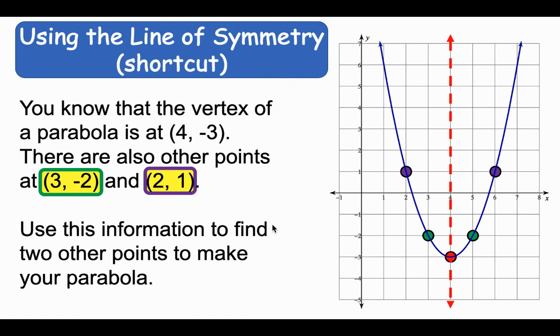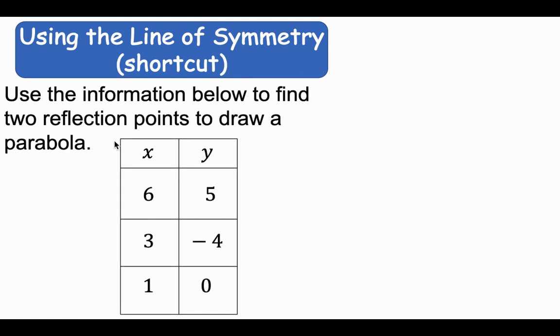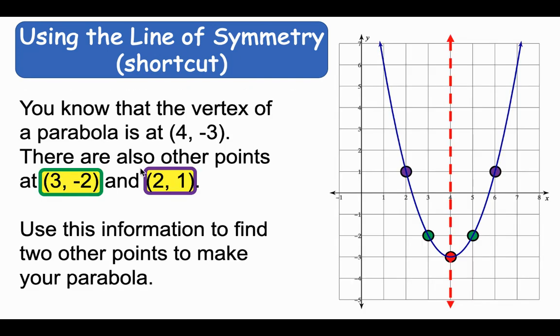Instead of making that whole big table, you could actually do this. Another way this might look on your homework: use the information below to find two reflection points. Oh, I forgot to tell you what those were called. Because these points were given to you, we reflect these. This is called a reflection. We reflect these over the line of symmetry. Okay, so that's called a reflection point. So this is a reflection point.